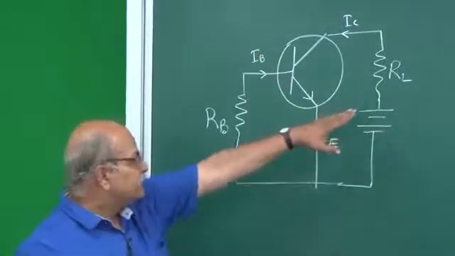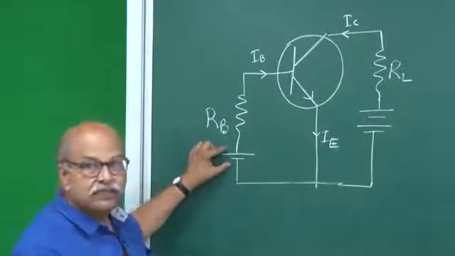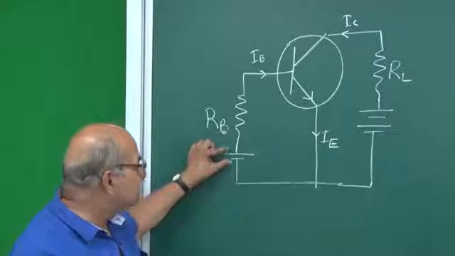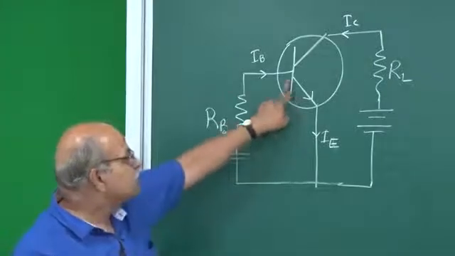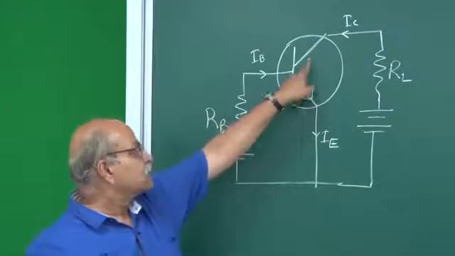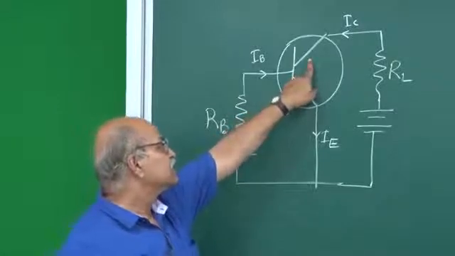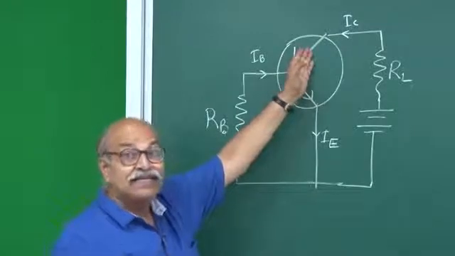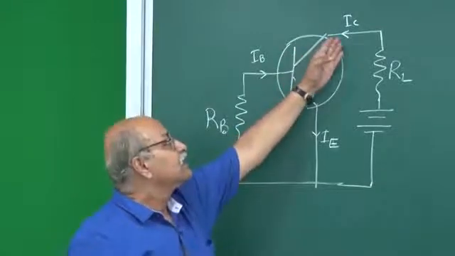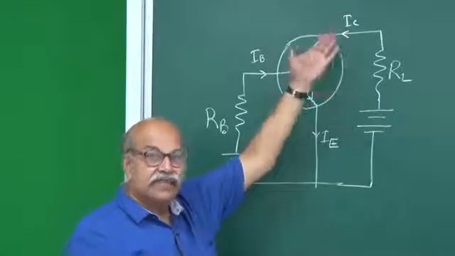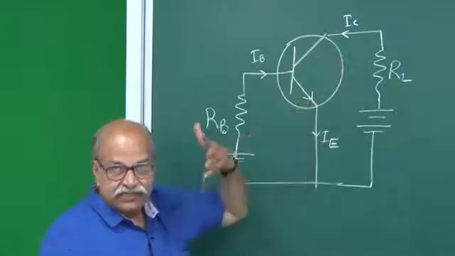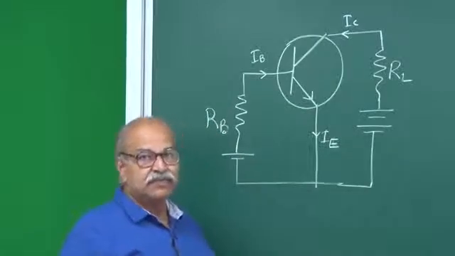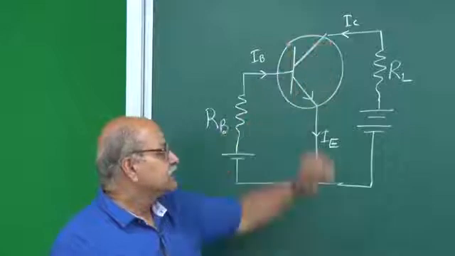In active region, if you increase this biasing voltage little bit, there is more injection of electrons, and the collector is also sufficiently reverse biased. So, if there is more electron injection, then this also proportionately draws more electrons, and this IC also changes in that same proportion. So, that is the region of amplification. When we use transistor as an amplifier, we are in this region.